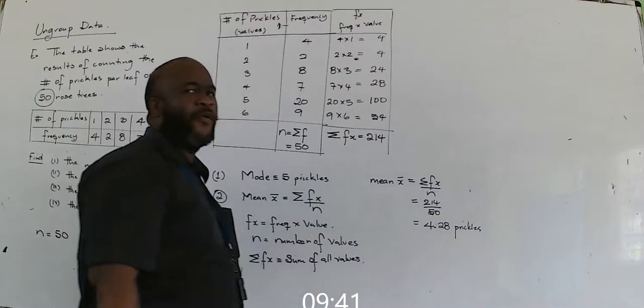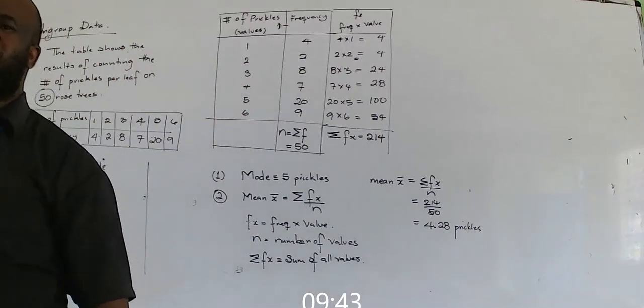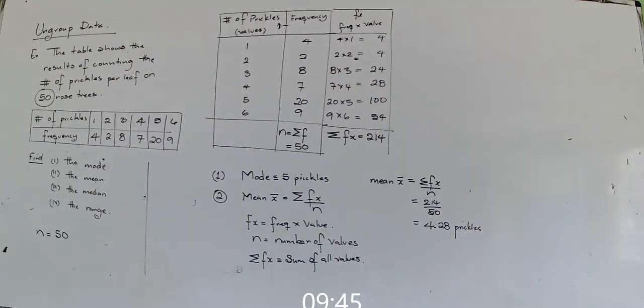So in other words, the average rose tree has what? 4 prickles. Let's go next.